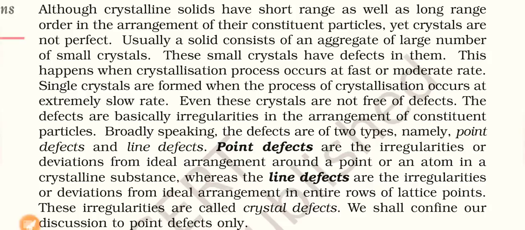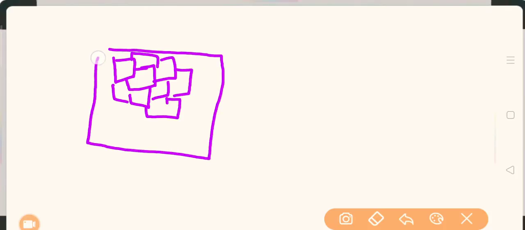These small crystals also have defects in them. For example, suppose this is our small single crystal. One more second crystal will combine with this like this, then third, fourth, fifth. These types of random small sized crystals will attach with each other, and eventually you will get a larger sized crystal which you can see. That means what you see as a single large size crystal is actually a cluster or combination of small sized crystals.